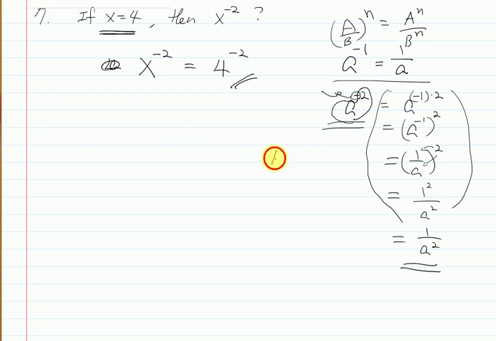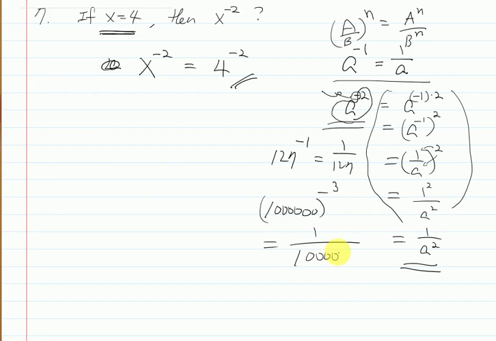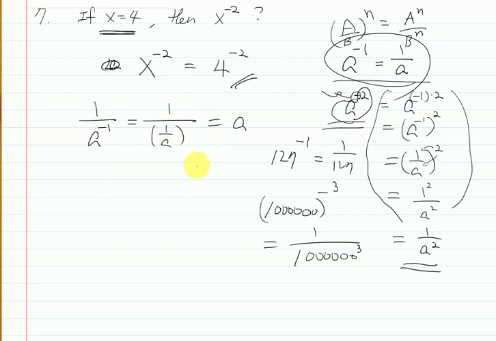So now 127 to the negative 1, yeah, it's 1 over 127. Okay, 1 million to the negative 3, right? And that is same as 1 over 1 million cubed, right? And vice versa. Another one is, what is 1 over a to the negative 1? And that is 1 over 1 over a, right? I just apply that rule. And that is same as a, right? We are going to cover this one during the class, right?